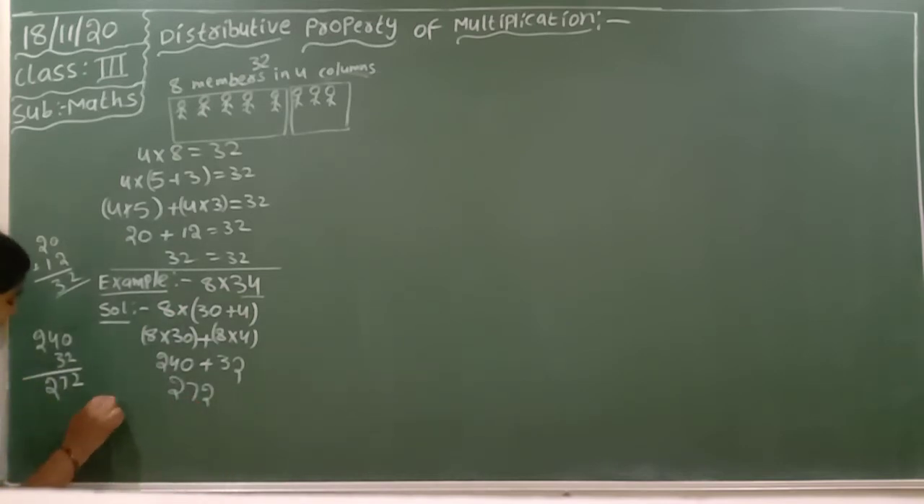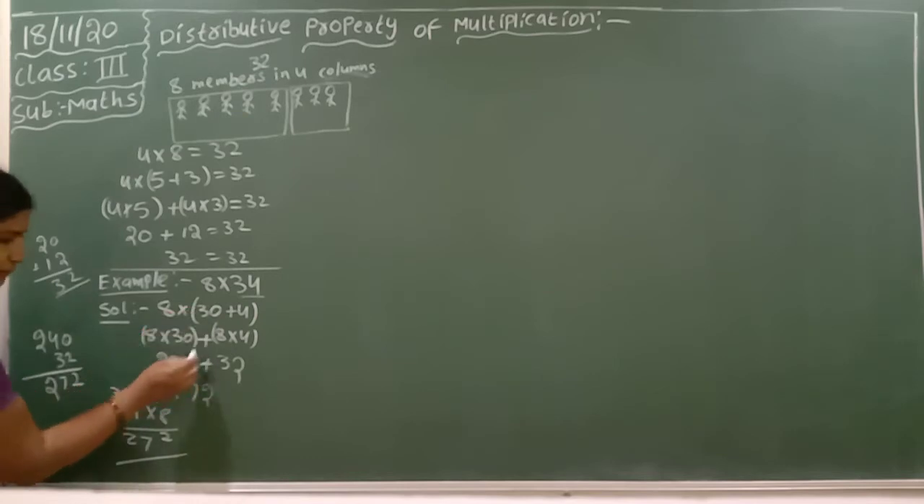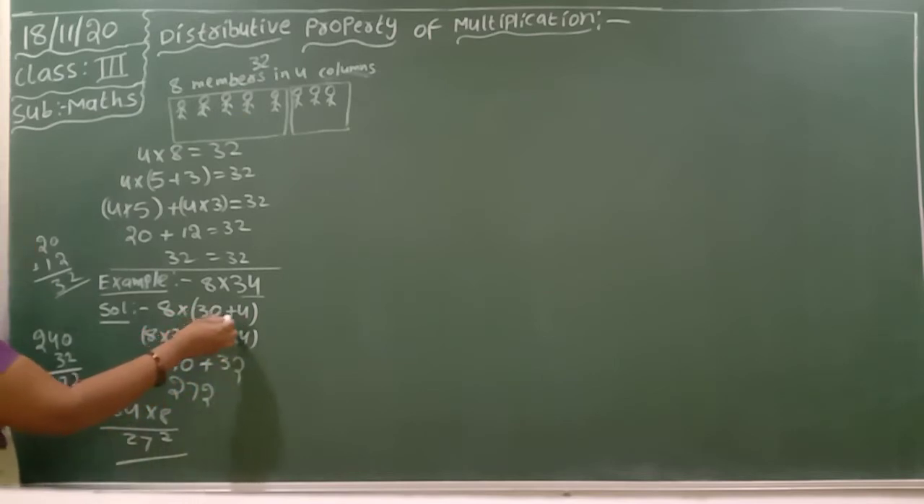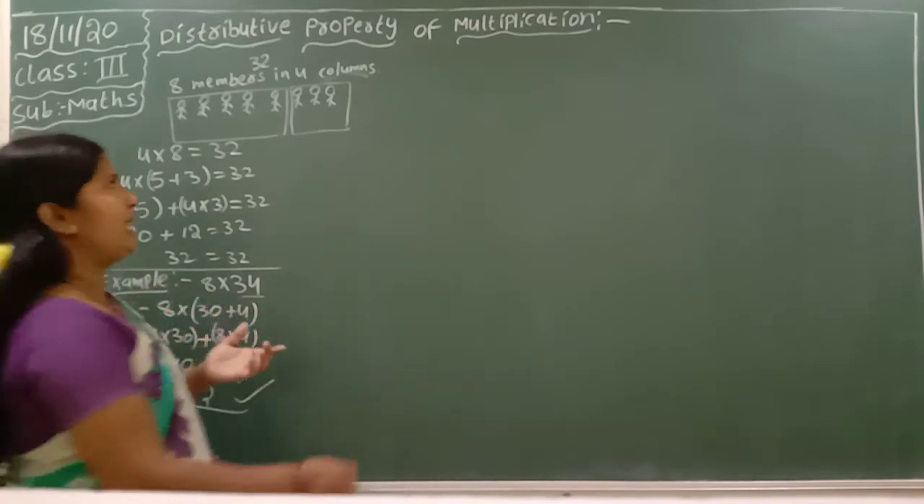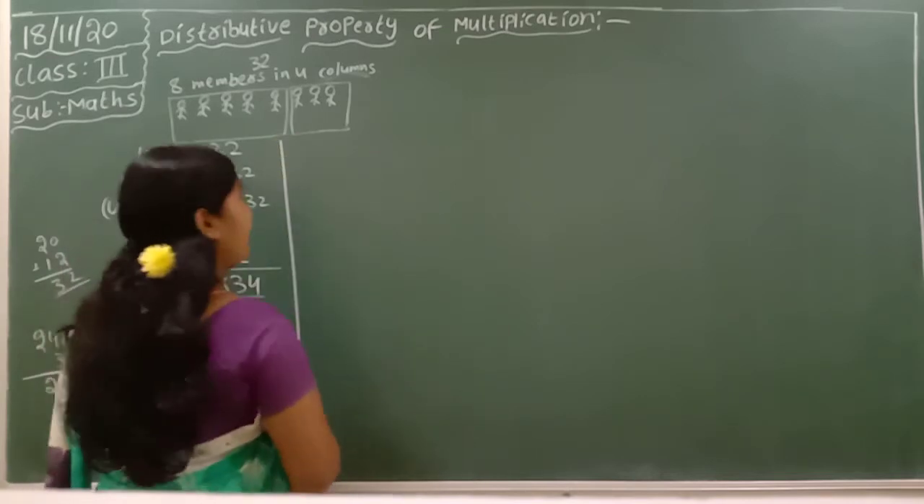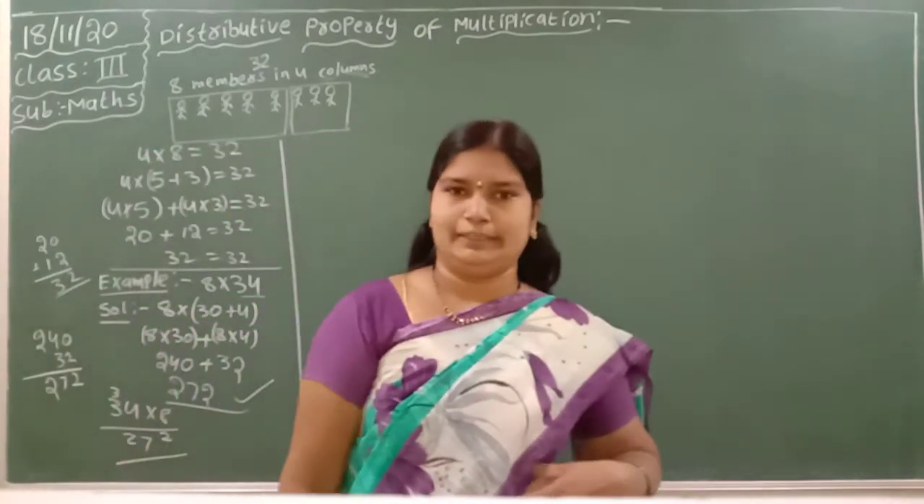Okay. If you want, you can multiply and check, you will get the same number. That is 34 into 8. 8 4s 32. 8 3s, how much? 24. 24 plus 3, 27. If you multiply directly also you get the same number. If you divide into smaller numbers and then multiply, then also you get the same number. It is known as distributive property of multiplication.